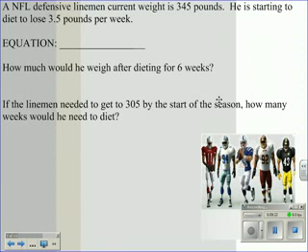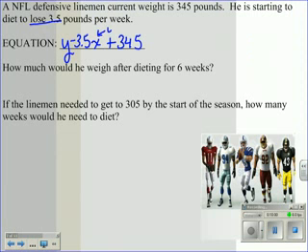So we know that if we're losing weight, that's going to be a negative. But where does that negative go? Is it going to go in between, or is it going to go in front of the 345 pounds or the 3.5 pounds per week? You have to think about, where is the lineman starting at? He's starting at 345 pounds. That's a positive amount. So when we're writing our equation, we know that he's starting at a positive 345 pounds. If he's losing 3.5 pounds per week, that's going to be our negative 3.5x. So in this case, we know we've got a negative slope.